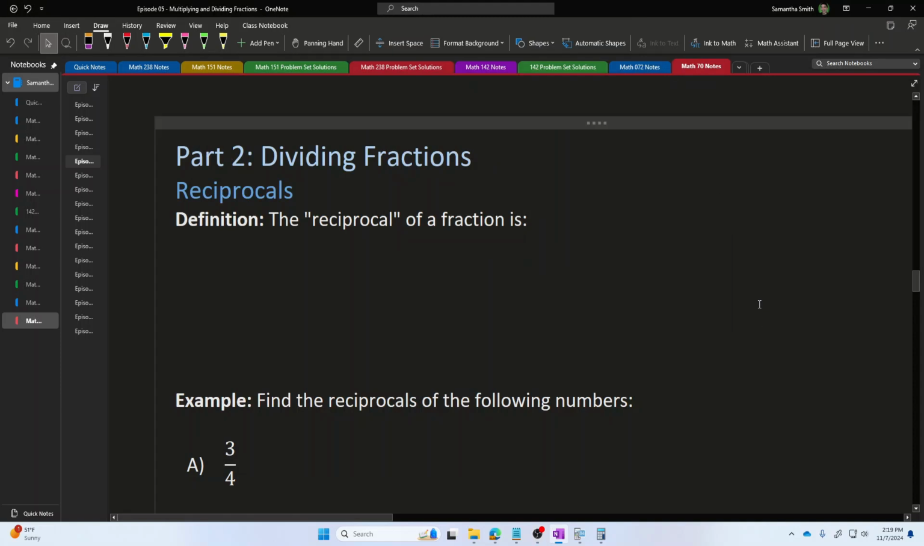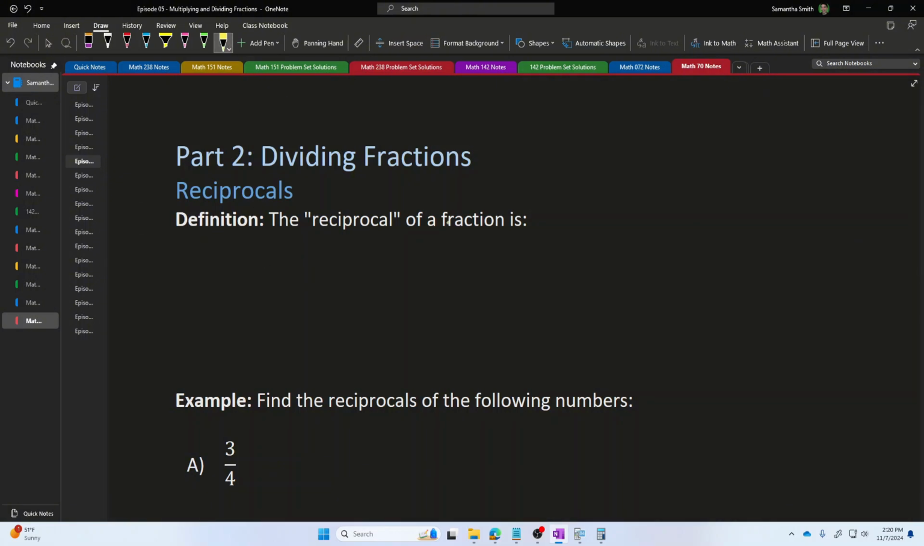In this part of episode 5, I would like to talk to you about how fractions are divided. And to talk about dividing fractions, there's one little piece that I need to talk to you about first, and that's about something called a reciprocal. When someone talks to you about the reciprocal of a fraction, the reciprocal of a fraction is essentially what you get by flipping the fraction upside down.